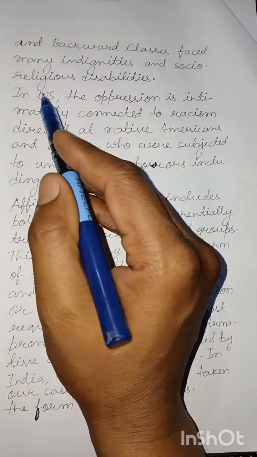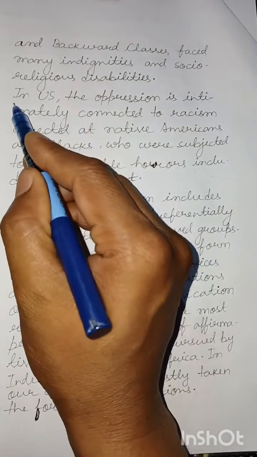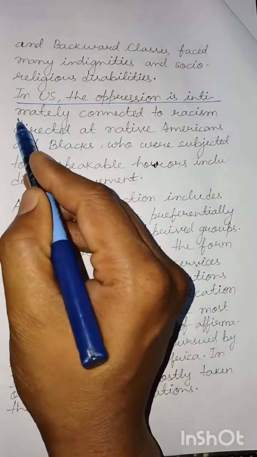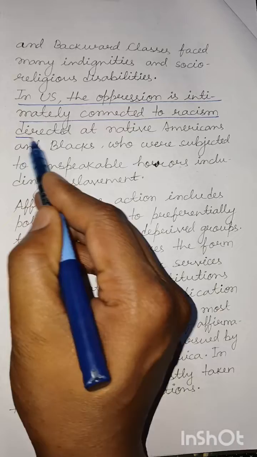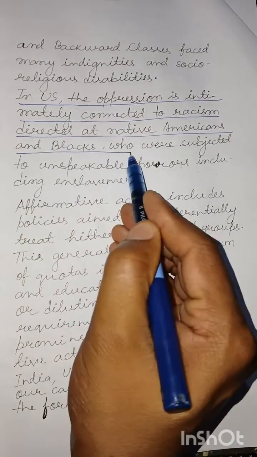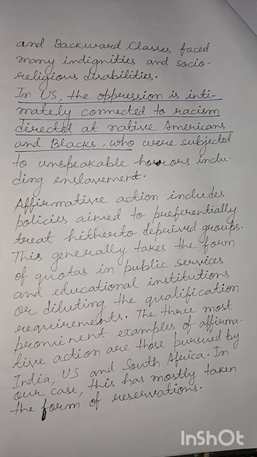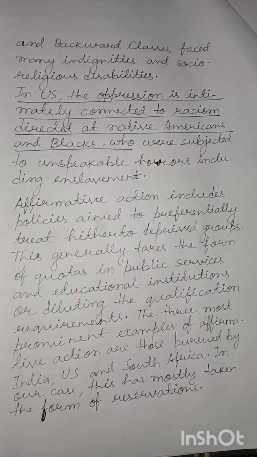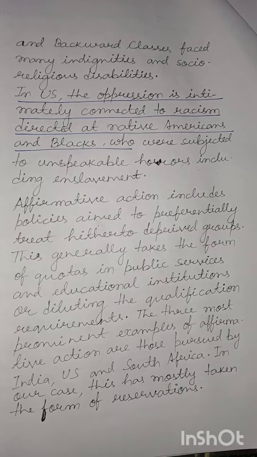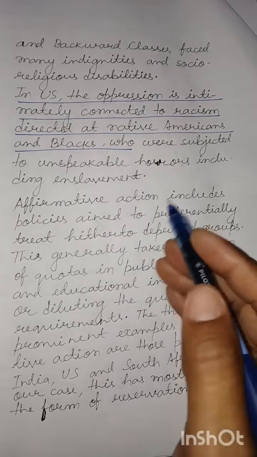Now, contrasting with India's case, in the US the oppression is intimately connected to racism directed at Native Americans and blacks, who were subjected to unspeakable horrors, including enslavement. So again, we would repeat that in the case of India, the caste discrimination is more internally oriented, while in the case of the United States, the racial discrimination is more outward oriented. That is, it is more towards the out group, people who do not belong to the in group, that is, the majority race.